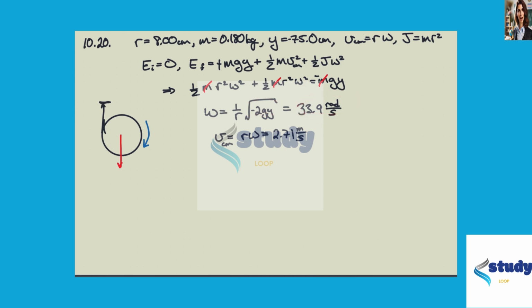And so they wanted to know the speed of the center. Well, that just is r times omega. We know r, we know omega now. And again, just making sure we can do unit conversions, we get that is 2.71 meters per second. So that's how fast it's going after it falls 75 centimeters.